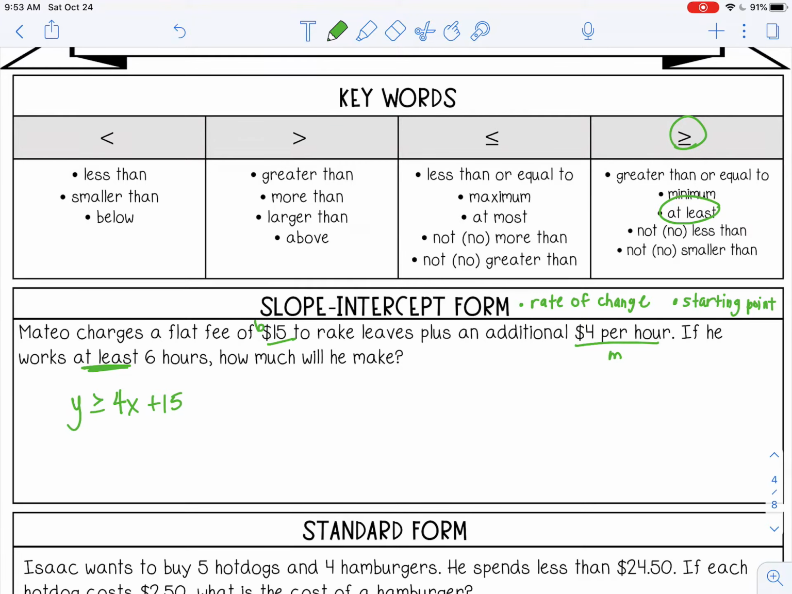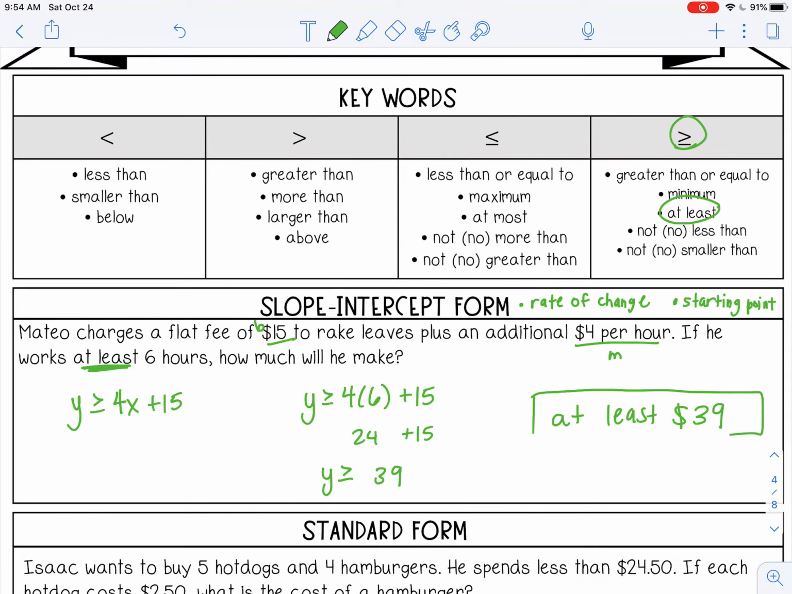And we want to know if he works at least 6 hours, how much will he make? So we're going to substitute in 6 for hours. So that would be 24 plus 15, which is 39. So he'll make greater than or equal to $39, or you can write it as he'll make at least $39 or more if he works at least 6 hours.